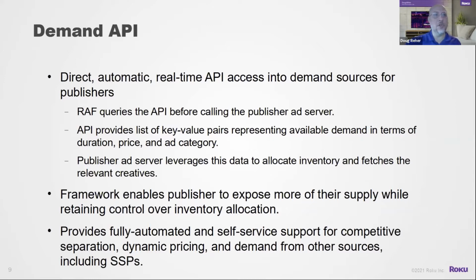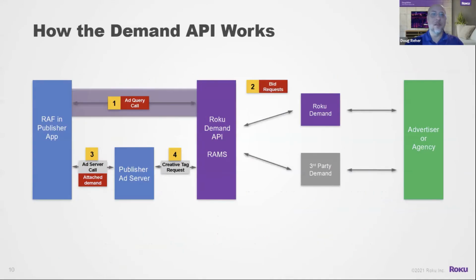So this gives publishers the chance to expose more of their inventory, get an overall increase in yield and fill rate, and still retain control over how that inventory is allocated. And as it says here, I'm just going to read this directly because it's a little wordy. Provides fully automated and self-service support for competitive separation, dynamic pricing, and demand from other sources, including SSPs. So that's a lot of words. Let's look at a diagram to see how this works.